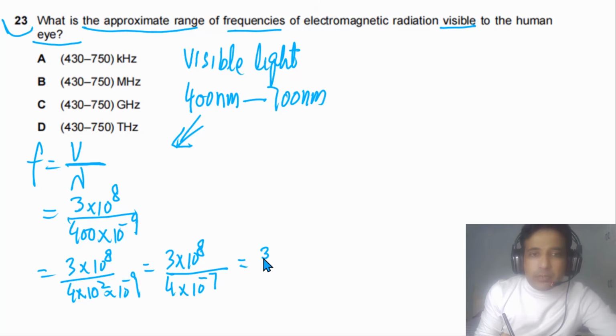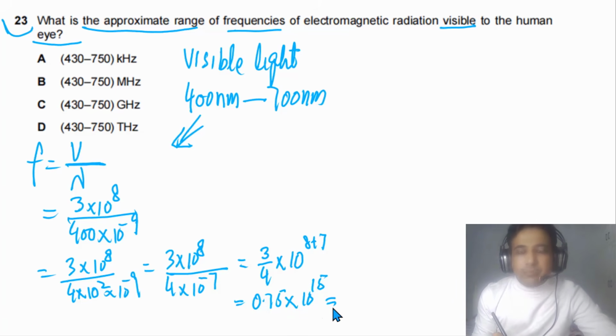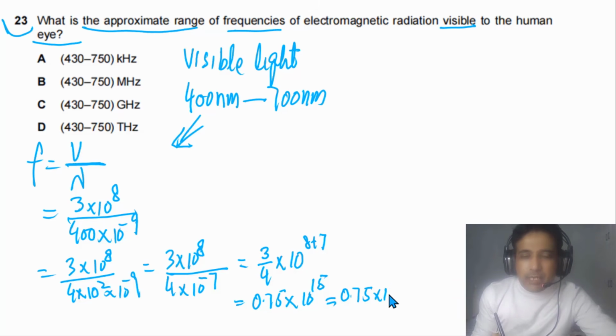So here we can write down this is 3 by 4 times 10 to 8 plus 7. So if we simplify this one, 3 divided by 4, we get 0.75, and here we will get 10 to the power of 15. And if we further simplify, we can say this is 0.75 times 10 to 3 times 10 to 12. So this one we can write down 750 times 10 to 12.